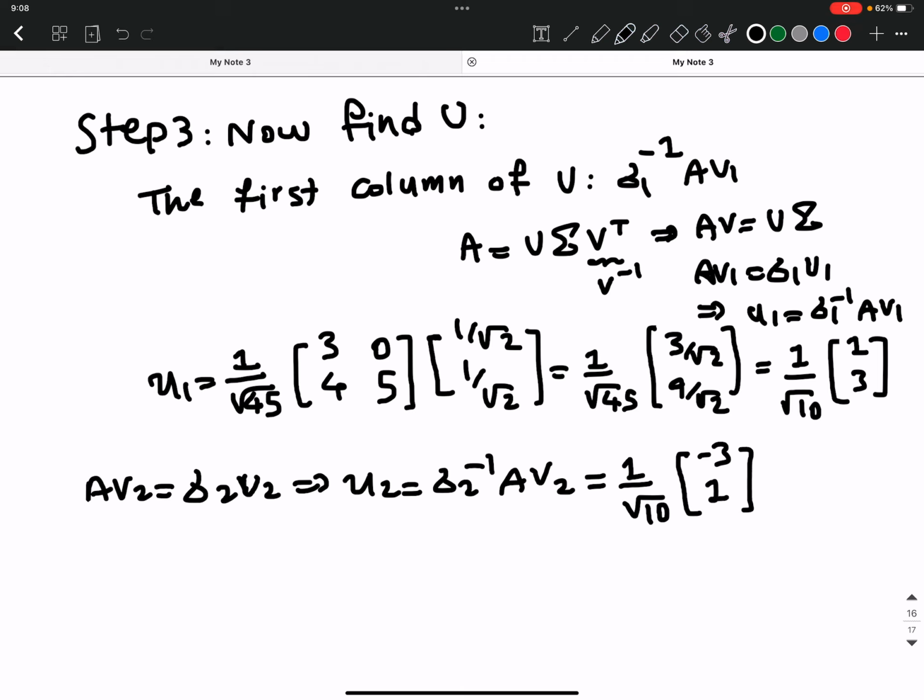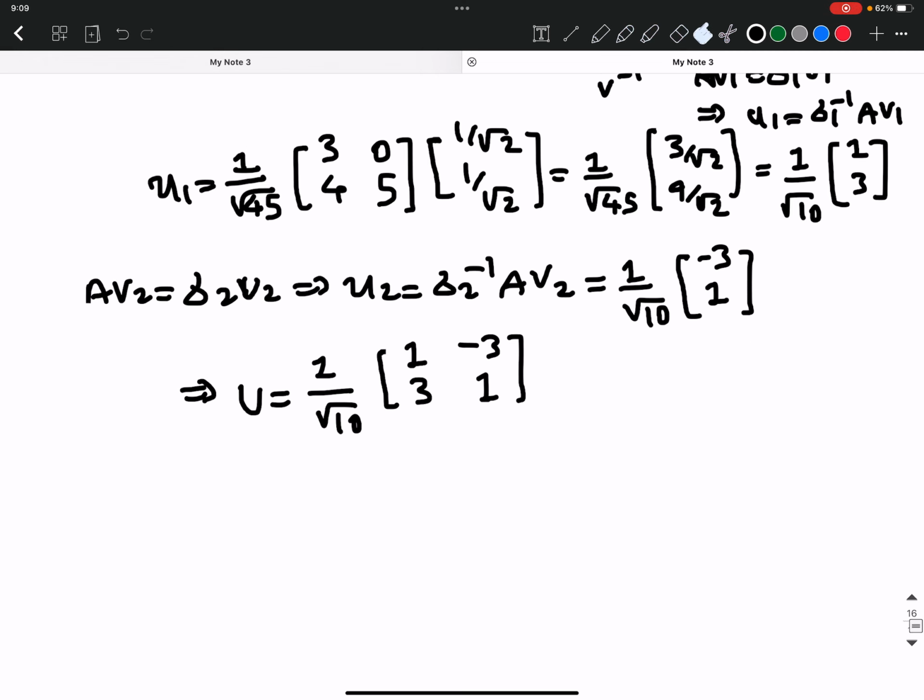Okay. So finally, my whole U would be as follows. 1 over square root of 10. U1 is 1 and 3. And U2 is minus 3 and 1. Okay. So now I have everything. I have U, I have V, and I have sigma. So I can actually reconstruct my whole SVD.